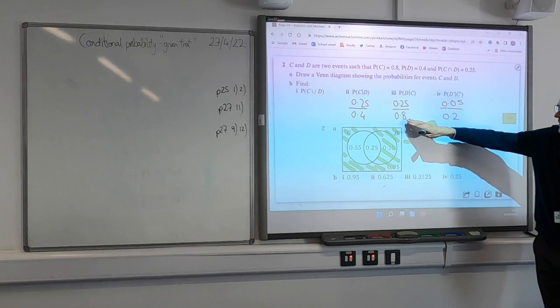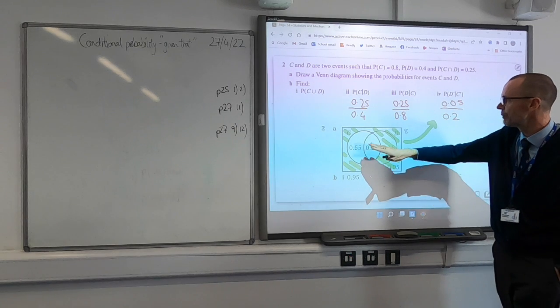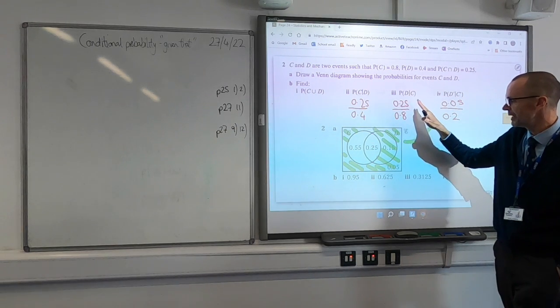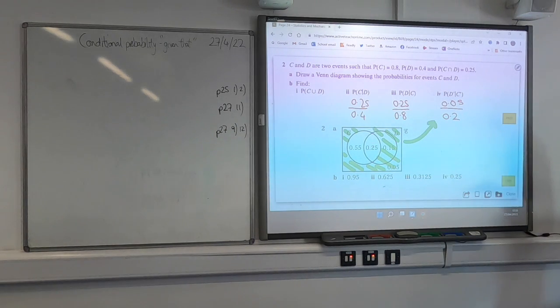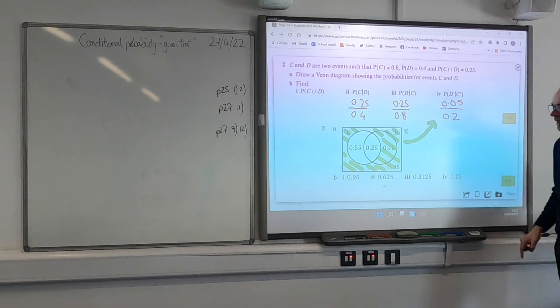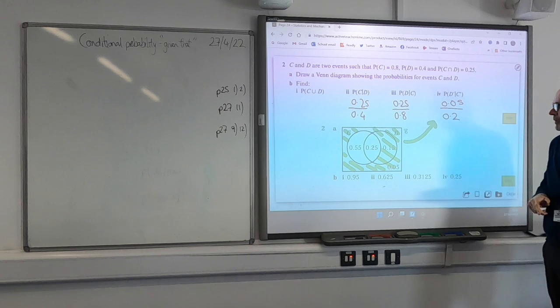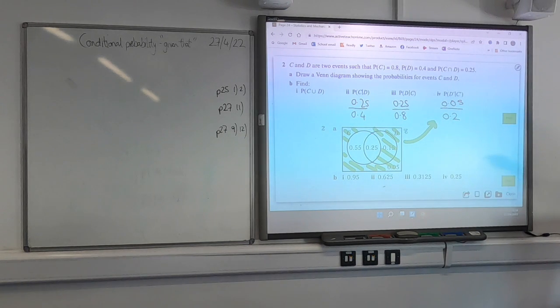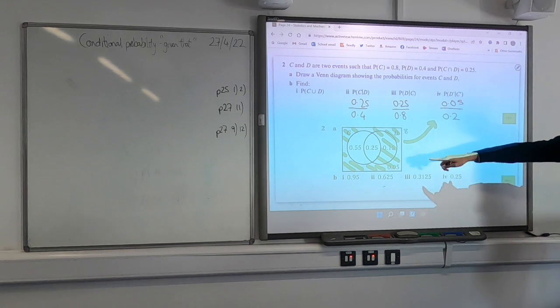This is the reverse. C has happened, 0.8. What part of that is down to D? 0.25 out of 0.8. And I shaded the diagram for the last one. C hasn't happened, so that's the green area, 0.2. Of that, what part is down to D not happening? 0.05.